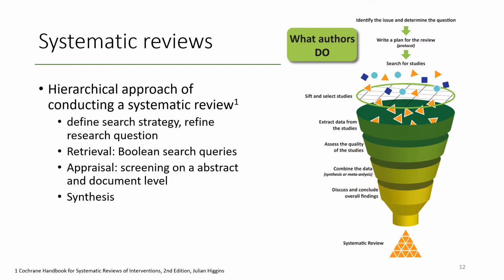This is now a picture you can see from Cochrane Austria. They made a handbook public on how to do a systematic review for interventions, and made some criteria for how to maintain the quality, how to ensure that all the relevant studies are found and in the systematic review, and how to comprise the knowledge. So what they do is first they define a search strategy and refine the research question.